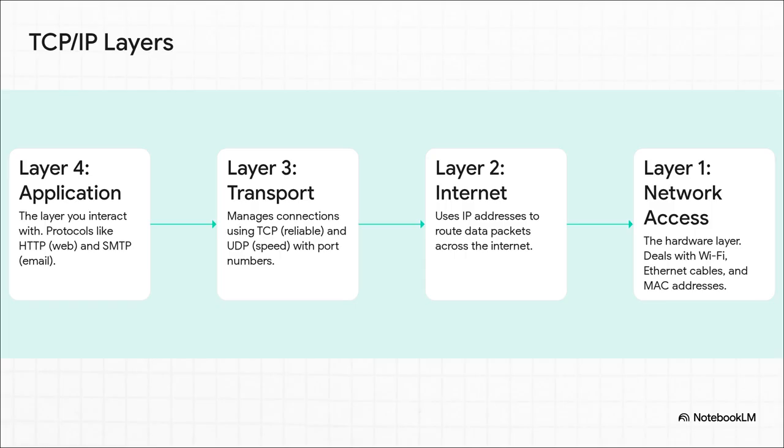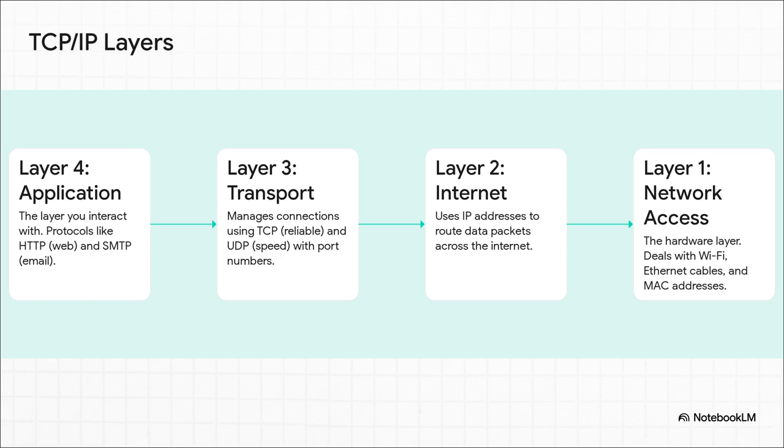When you click send, that data moves down to layer 3, the transport layer. This guy is like the traffic cop. It chooses between TCP for a reliable tracked package delivery or UDP for pure speed, kind of like sending a postcard. Next, your data hits layer 2, the internet layer. Think of this as the global postal service. It stamps your data with an IP address so it knows where to go.